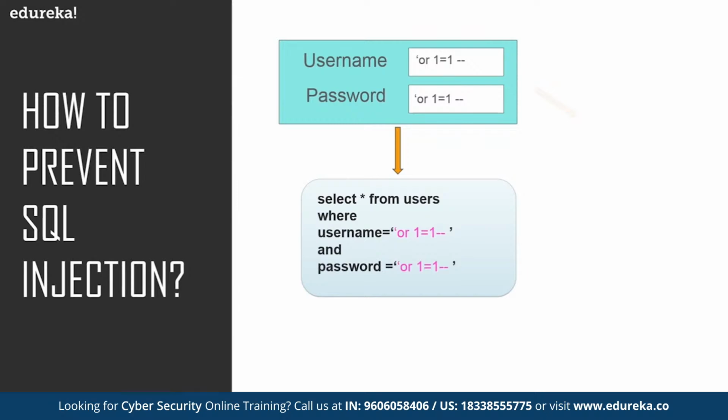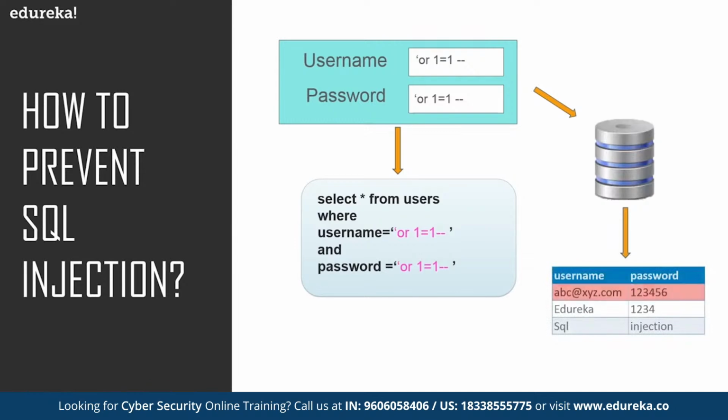So when you use the bind parameter, even if you give this malicious string as the input, it is sent to the database as a string. It is compared, cross-checked with the username and the password in the database table. And because there is no match, the login will be unsuccessful. This is one way you can prevent SQL injection.